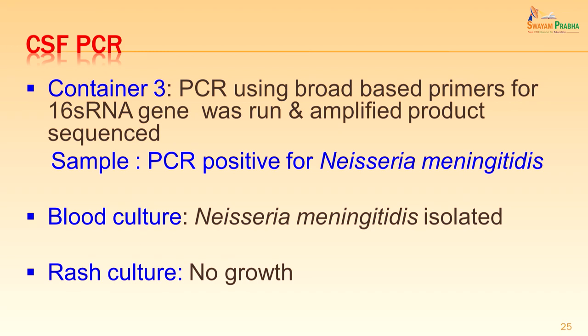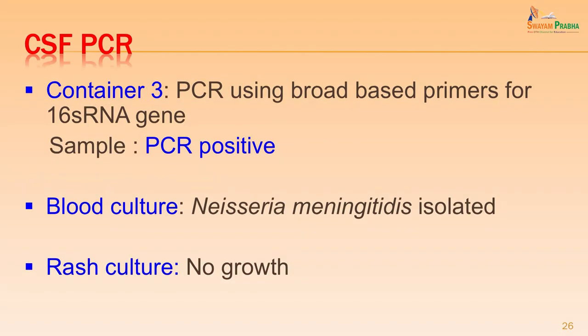Blood culture also showed growth of Neisseria meningitidis. From the rash culture, no growth was obtained in this patient, but occasionally you can get the growth of Neisseria in a patient of meningitis even from the rash. So, the final report from the laboratory was Neisseria meningitidis isolated, sensitive to ceftriaxone, cefotaxime, ciprofloxacin, chloramphenicol and rifampicin.